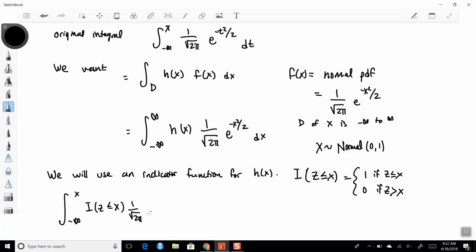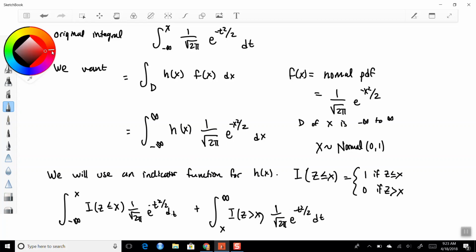1 over 2 pi e to the negative x squared over 2 dx. Let me throw in a t here. Sorry, I'm going to switch this up to t's here. And it goes from x to infinity, in this case where z is greater than x, of 1 over root 2 pi e to the negative t squared over 2 dt, okay?